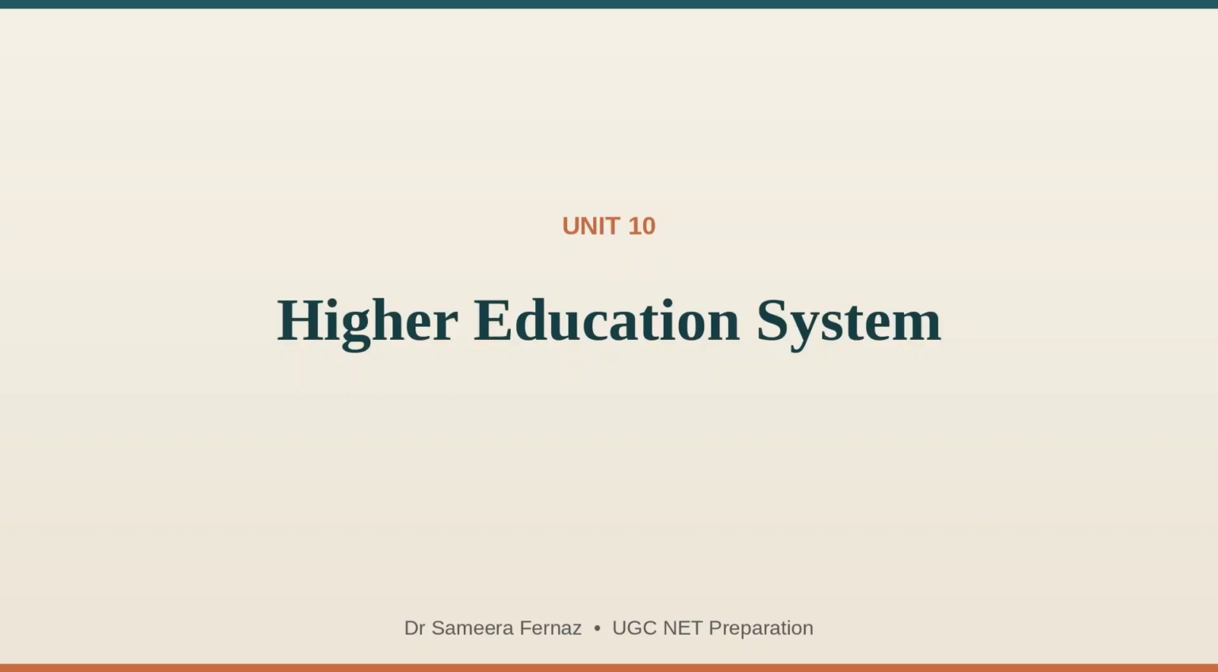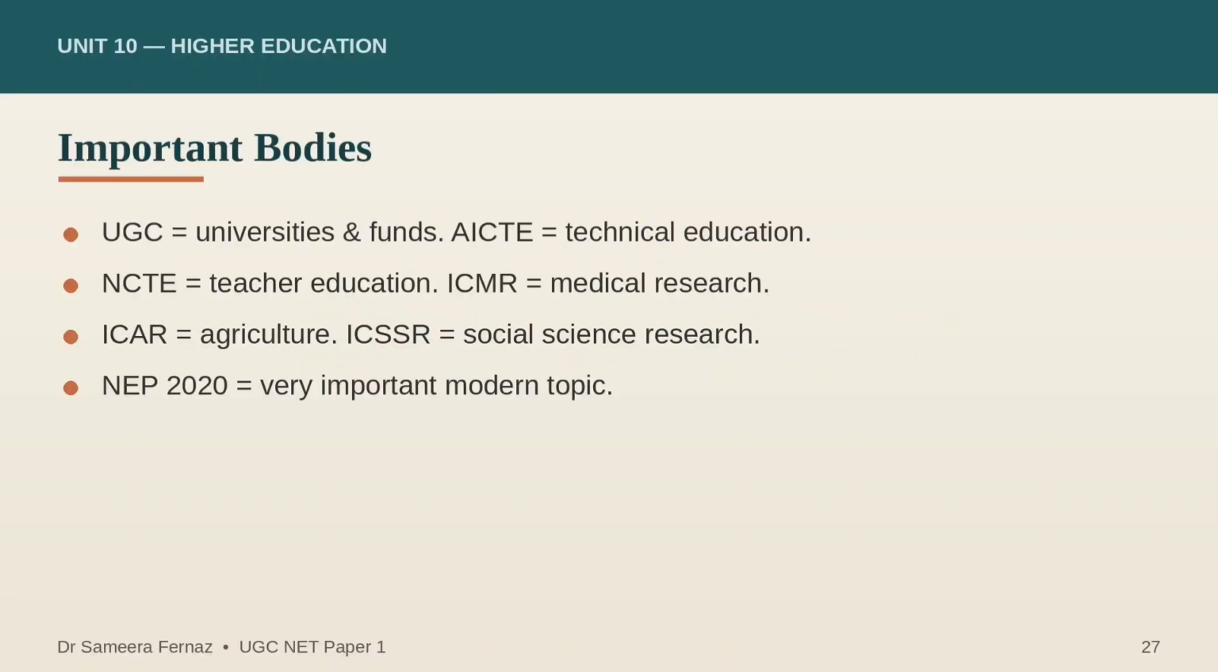Now, higher education system. This is the last unit. This unit is about education in India. Remember the important bodies. UGC means University Grants Commission. It looks after universities and gives funds. AICTE looks after technical education like engineering. NCTE looks after teacher education. ICMR is for medical research. ICAR is for agriculture research. And ICSSR is for social science research.